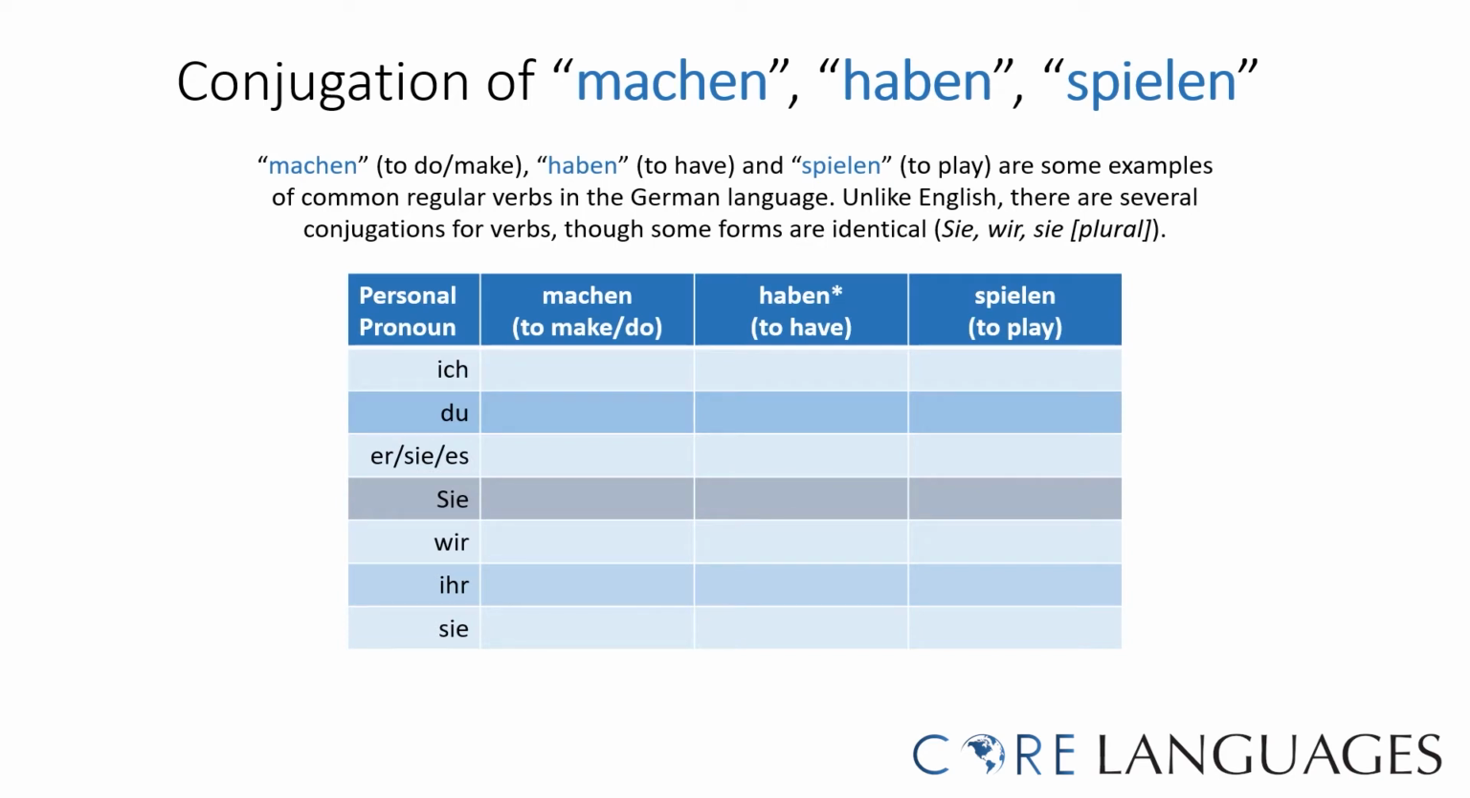Let's look at machen. Repeat after me. Ich mache. Notice that we removed the verb ending en and added e for the first person singular ich. Du machst. Er, sie, es macht. Sie machen. This Sie is the formal you. It is the same for singular and plural. Wir machen. Ihr macht. Sie machen.